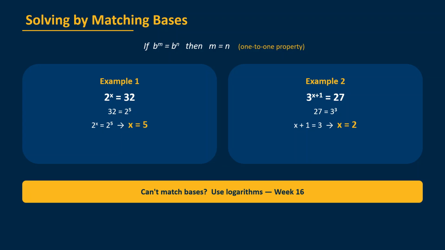It is important to note the logical structure here. Matching bases is the precondition. Equating exponents is the conclusion. A common error is to reverse this, attempting to set bases equal rather than exponents.